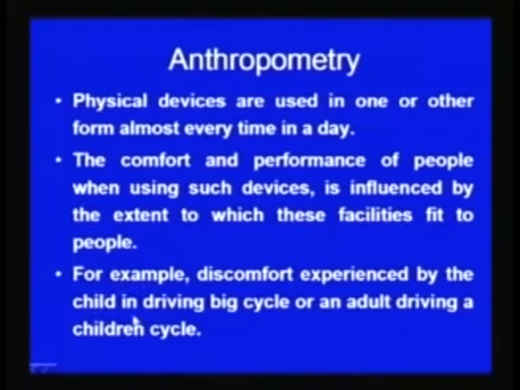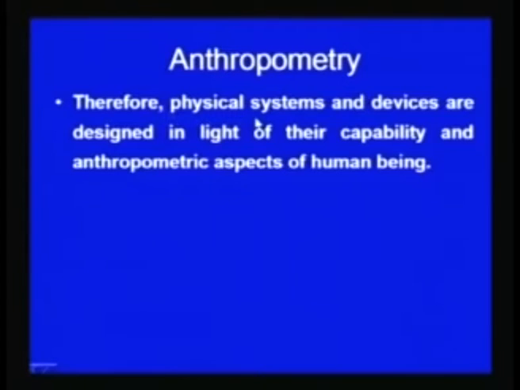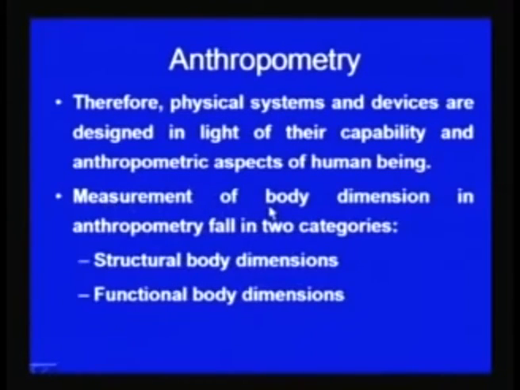So, the dimensions of the devices should be such that they will fit the people who will be using those devices. And therefore, physical systems and devices are designed in light of their capability and anthropometric aspects of the human being. The anthropometric data of the targeted population is always kept in mind while designing engineering systems. And the measurement of human body dimensions in anthropometry falls in two categories. One is the structural body dimensions, and the second one is the functional body dimensions.